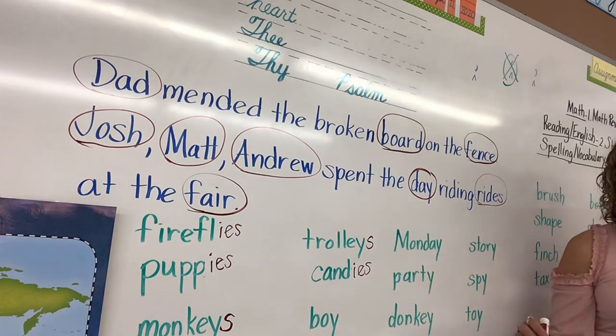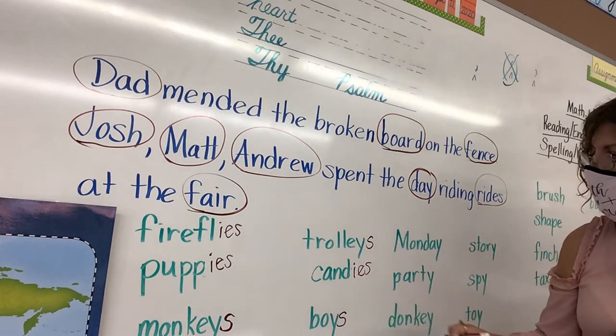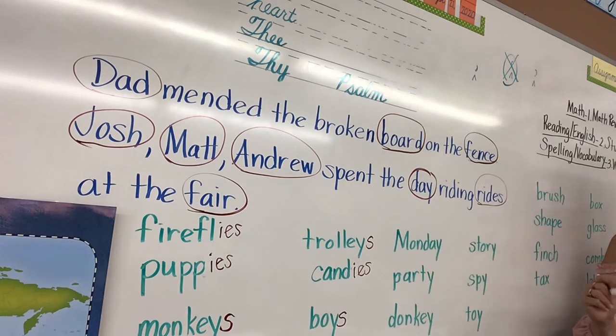O, which is a vowel. What do we do? Just add S. What's the next word? Monday. What's in front of the Y? A, which is a vowel. So what are we going to do?